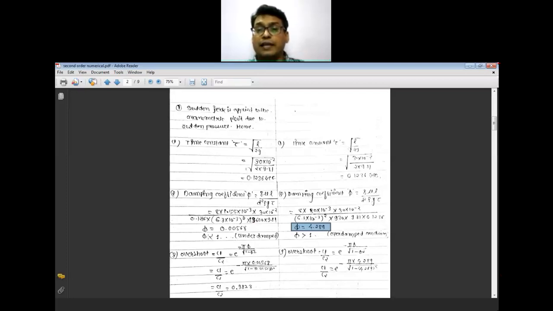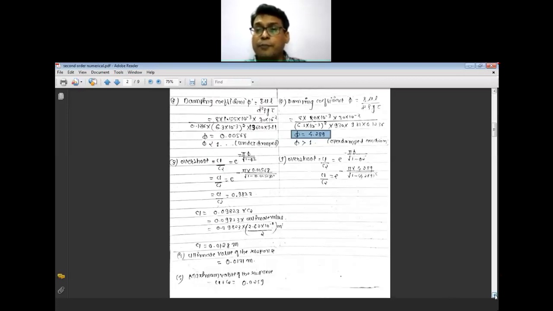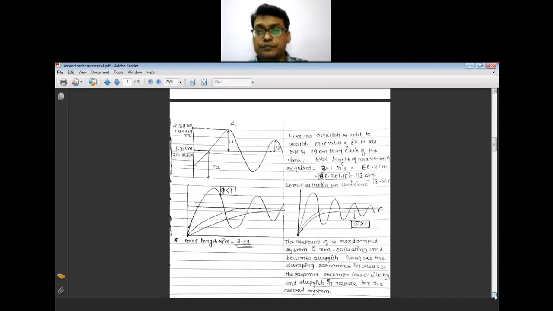So this is phi less than 1. This is phi greater than 1. That means phi less than 1 is an under damped system. Phi greater than 1 is an over damped system. So one can calculate the different parameters that arise with phi less than 1. And this is applicable for overshoot calculations and ultimate values, all associated with phi less than 1.